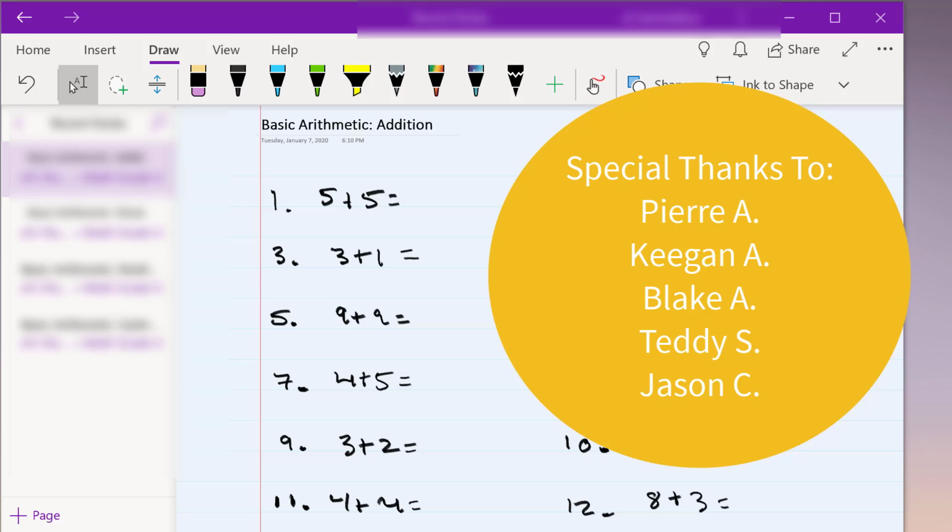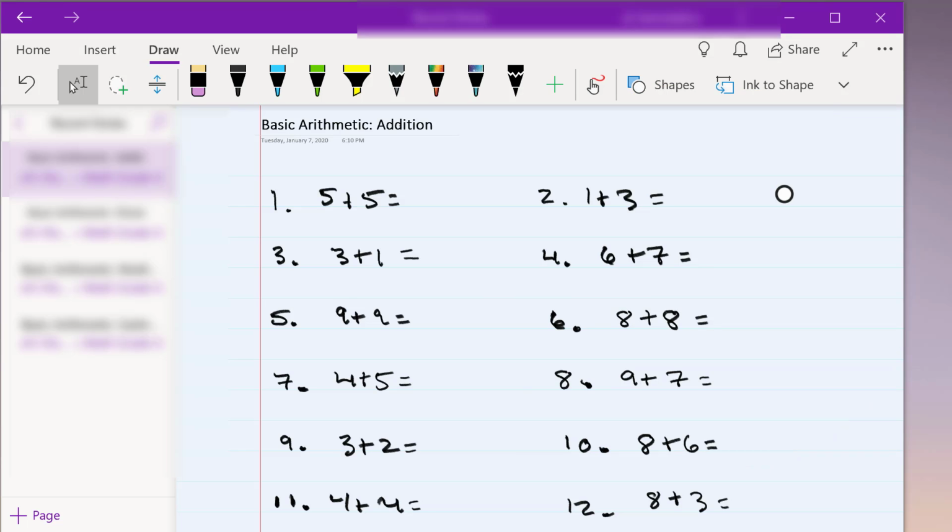Today we're going to be reviewing some grade 6 math topics. We're going to start off with addition, subtraction, then multiplication, and finally division. Let's begin with addition.